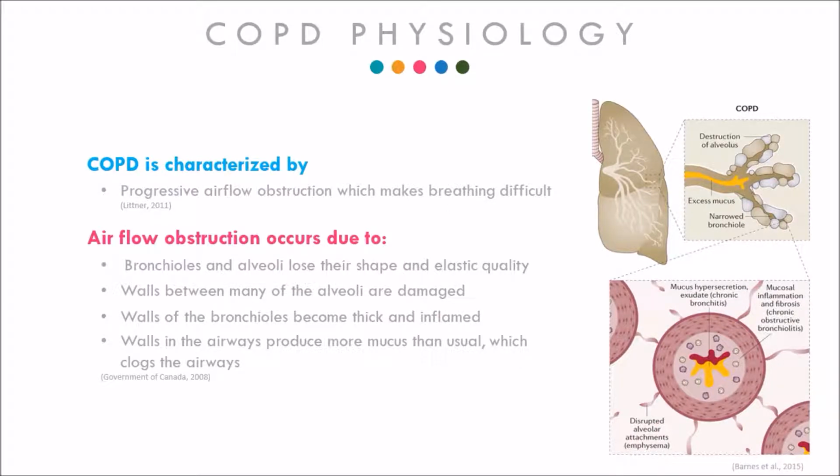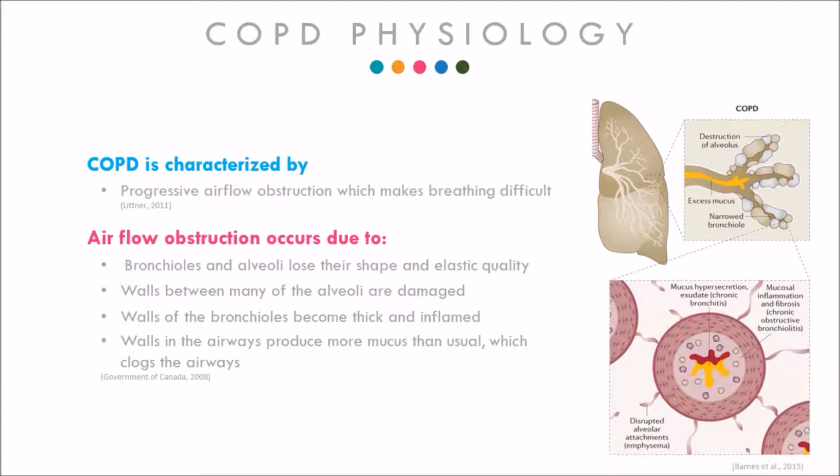COPD is characterized by progressive airflow obstruction, which makes breathing difficult. It causes damage to the airways of the lungs, resulting in swollen and blocked airways and loss of elasticity or stretchiness. The airflow obstruction, which is characteristic of COPD, occurs due to the following. The bronchioles and alveoli lose their shape and elastic quality. The walls between many of the alveoli are damaged, forming fewer, larger alveoli rather than many tiny ones, and this leads to a reduced amount of gas exchange in the lungs. This is also known as emphysema.